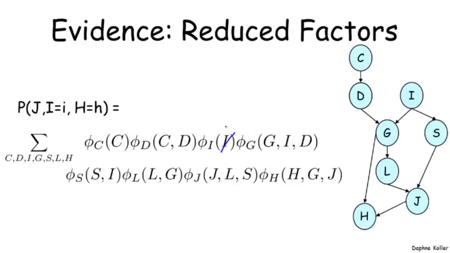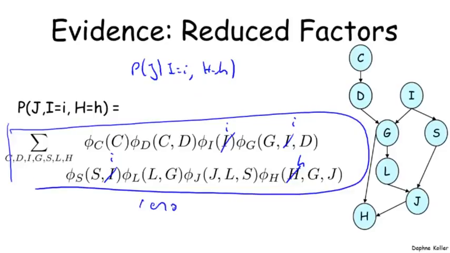And so this turns into phi I of little i, which, as it happens, is a constant because there's no other variables in the scope. And similarly here and here. And for the H equals little h, we do the same thing, which in this case involves only this factor over here. And now it's back to being an equality. And if we want to compute the probability of J given I equals little i and H equals little h, we take this summation and renormalize, just like before.